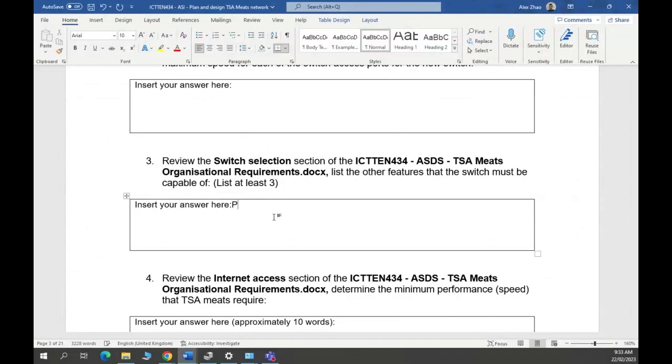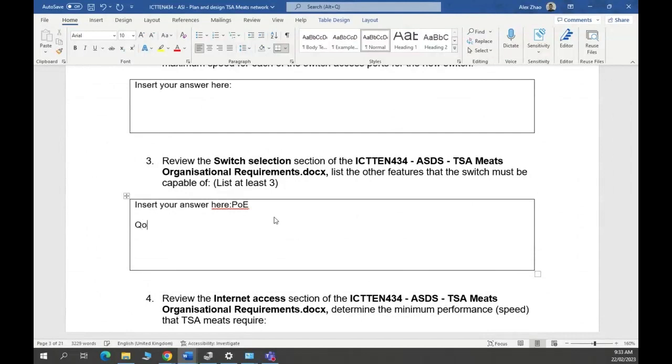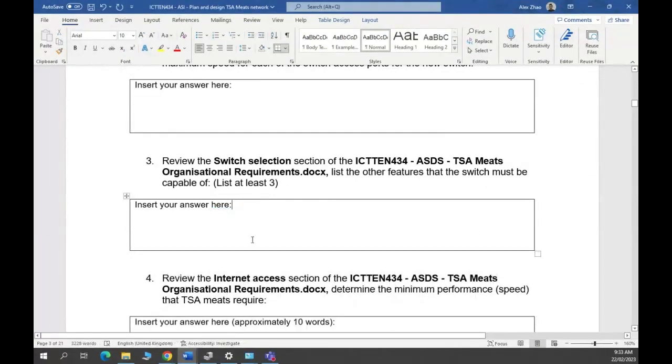And power over Ethernet. What else? Quality of service. Quality of service. What else? But I'm sure you can think of a few more. So I'm not going to do the whole thing for you, but that's what we're talking about. Okay, listing 3 things. When we just have the acronyms like that, it's a little bit hard. Maybe have the acronyms plus a description of what it means. Okay.